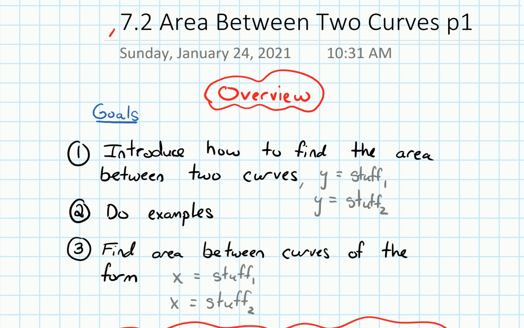So in terms of our goals for this section, we have finished our first goal. We've derived a formula to get the area between two curves of the form y equals some stuff, and the other curve might also be y equals some stuff. In the next video, we will look at some examples.